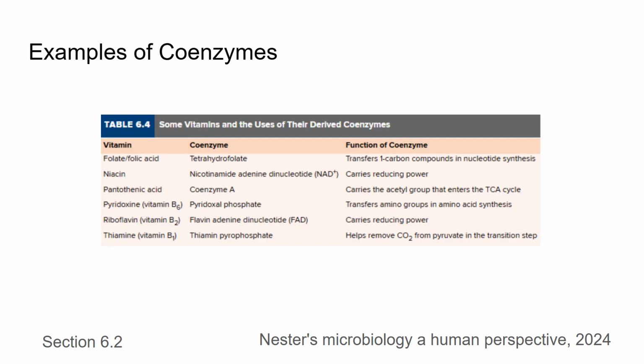So some more examples of coenzymes, we have folate or folic acid. We have niacin, that creates NAD. Pantothenic acid, that's coenzyme A. Pyridoxine, that's vitamin B6. Riboflavin, B2. And then thiamine, that's vitamin B1. And as you can see, some of these sound familiar, FAD, NAD.